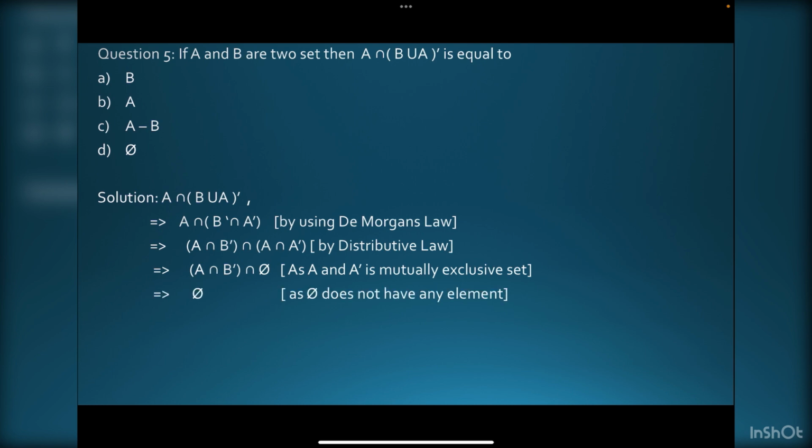Now if we take the intersection of any set with a null set, we always get a null set. So the final answer is a null set. So the correct answer is option D.